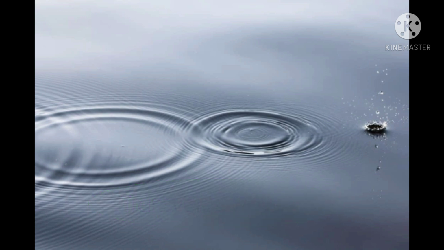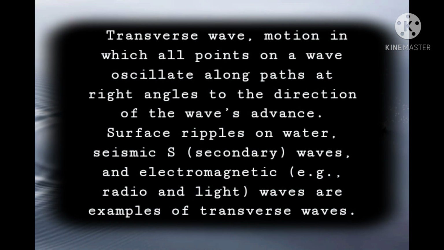Transverse waves. A transverse wave is a motion in which all points on a wave oscillate along paths at right angles to the direction of the wave's advance.